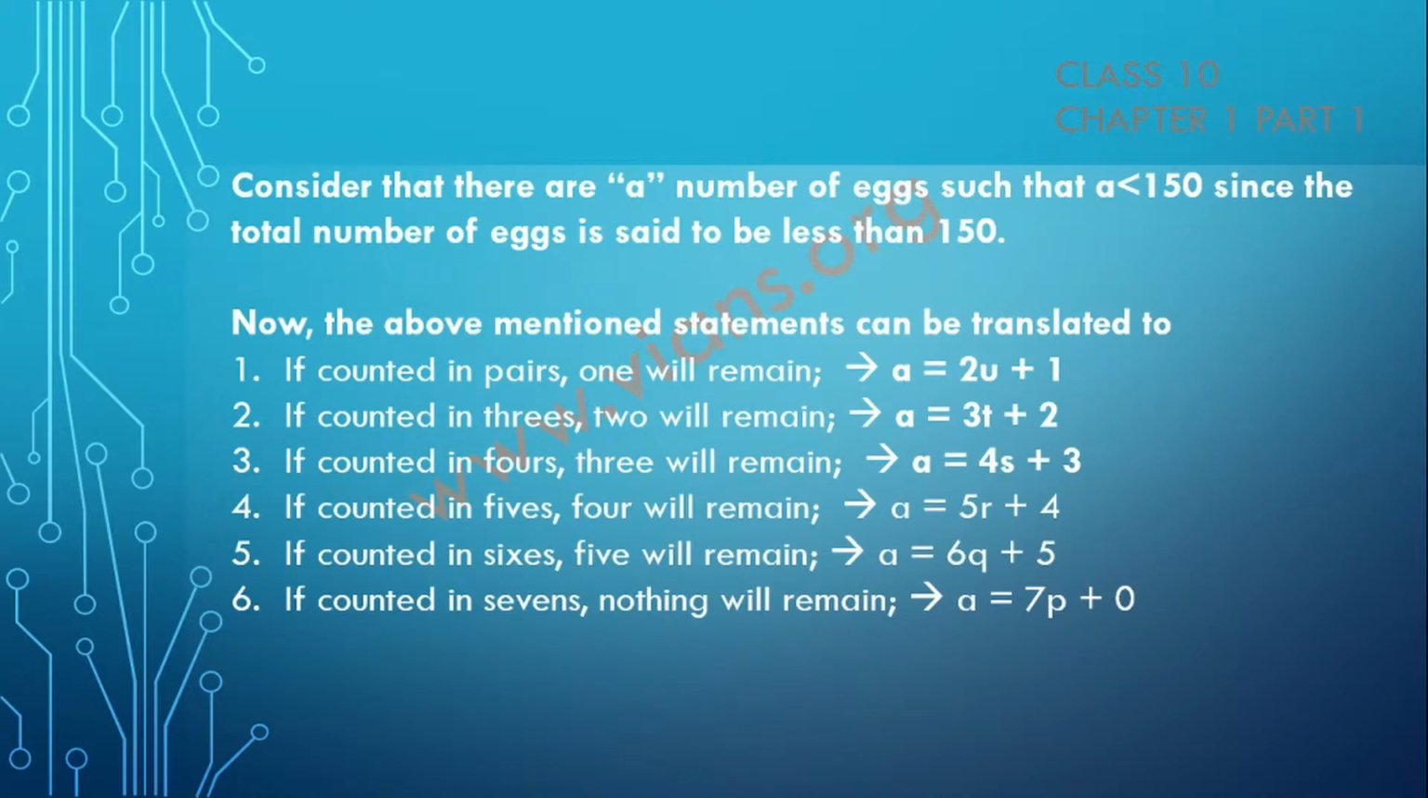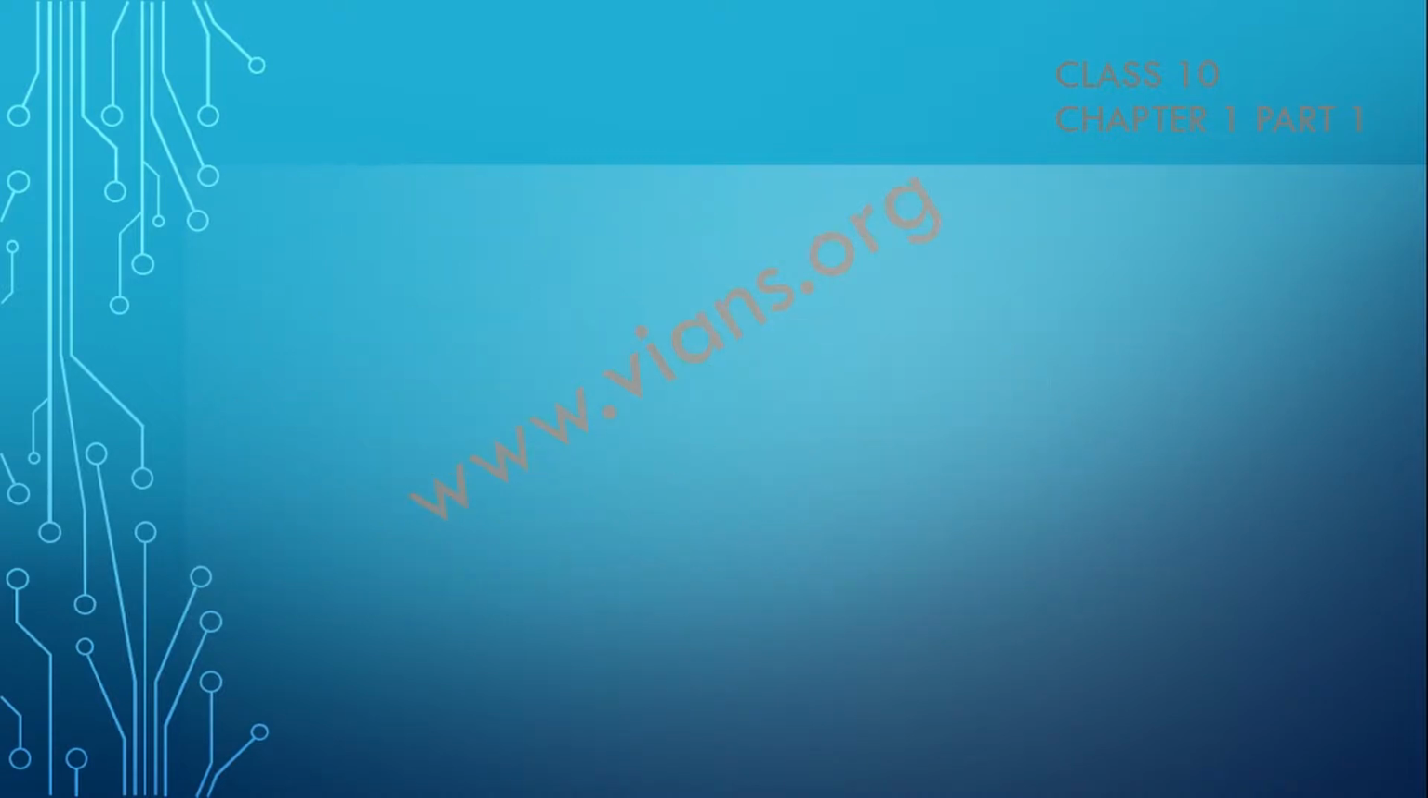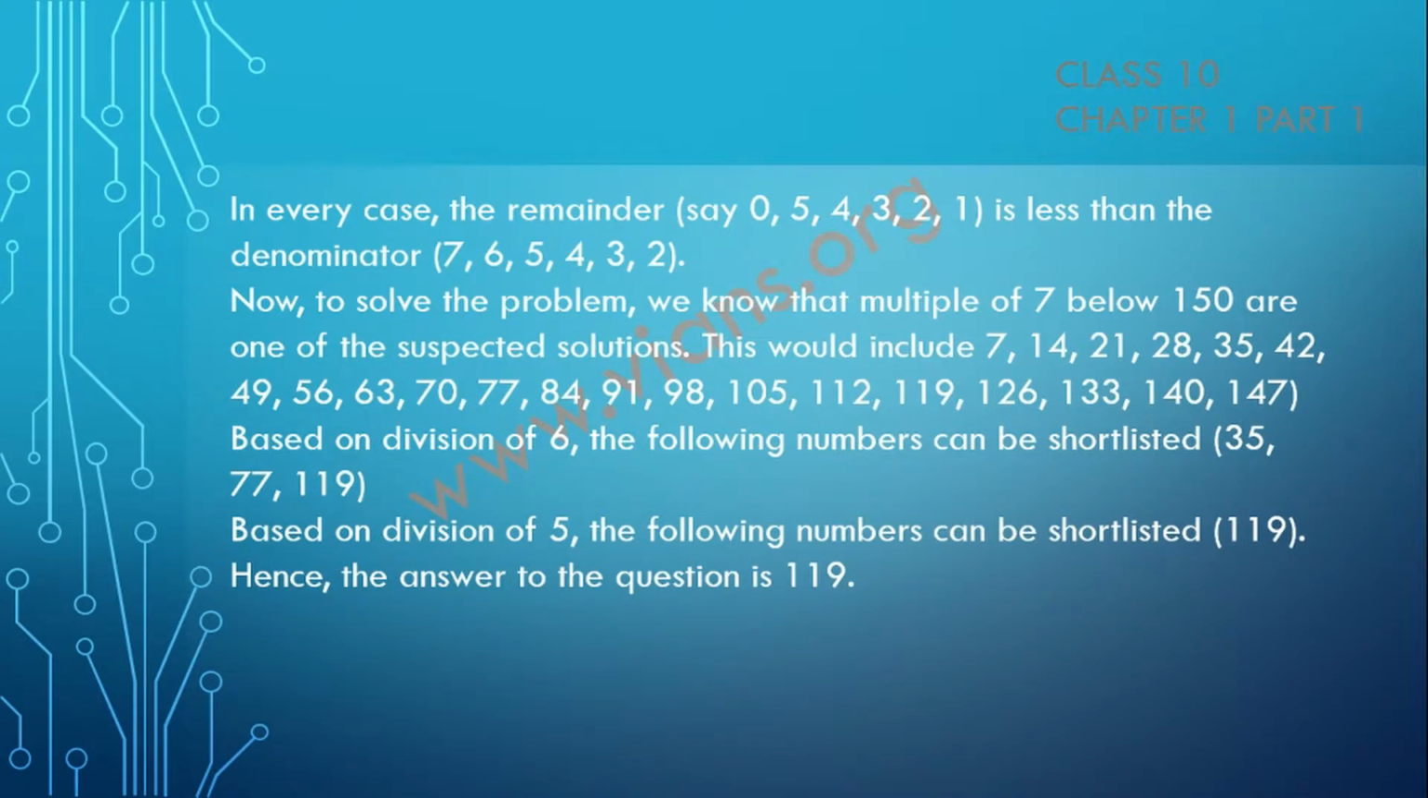Now, if you go back, you will also notice if counted in 6s, 5 will remain, right? So now we've got to see what are those numbers that when counted in 6s will leave 5. So if you see, based on the division by 6, the following numbers can be shortlisted. 6 ones are 6 and then 1. 6 twos are 12 and 2. 6 threes are 18, that's going to leave 3. 6 fours are 24, that's going to leave 4. 6 fives are 30 plus 5. So this is going to leave you 5, right?